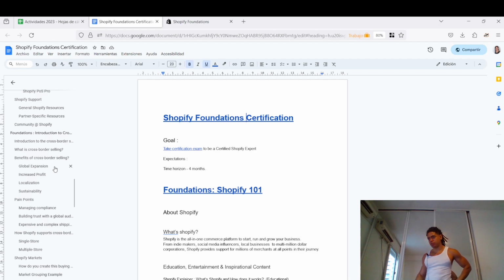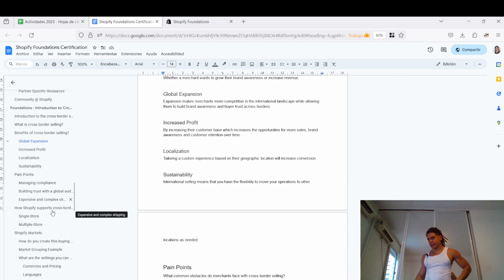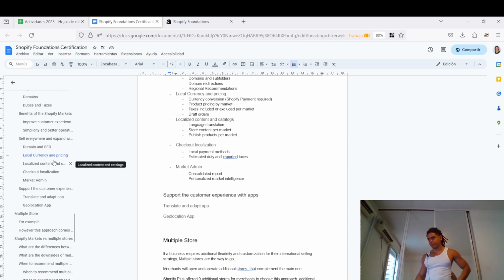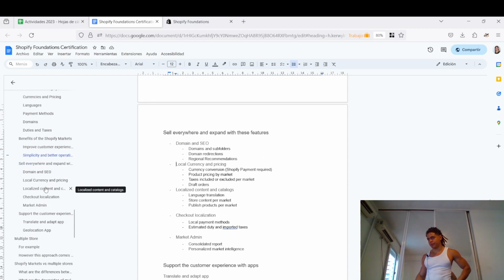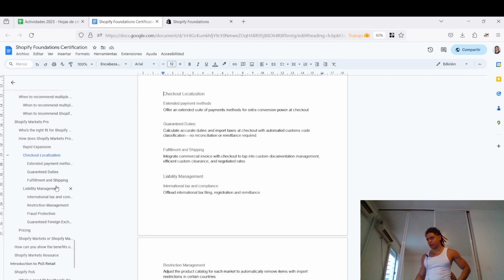Global expansion here. No, but this is the multiple store approach. With Shopify Markets, checkout localization, exactly. Ah, of course, and fulfillment, because from the checkout you can now provide fulfillment, at least with Shopify Markets Pro.